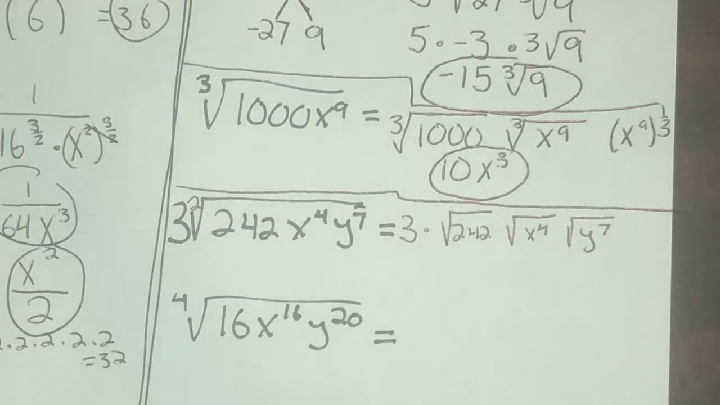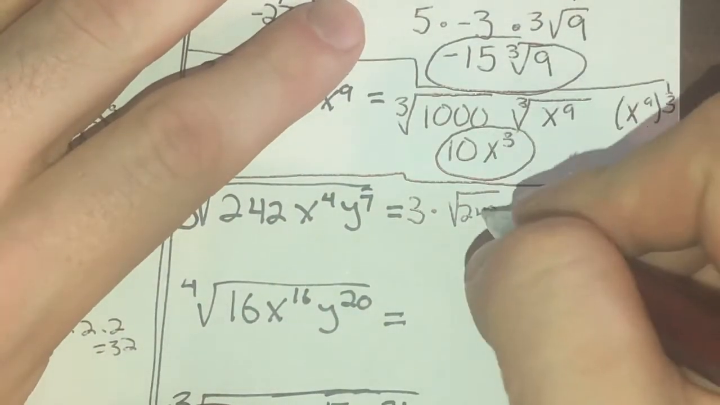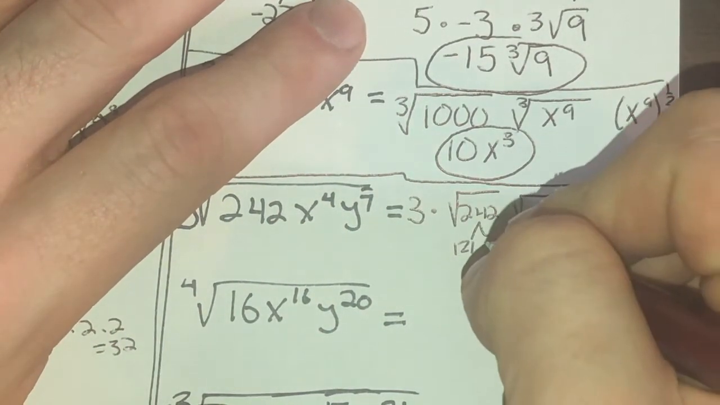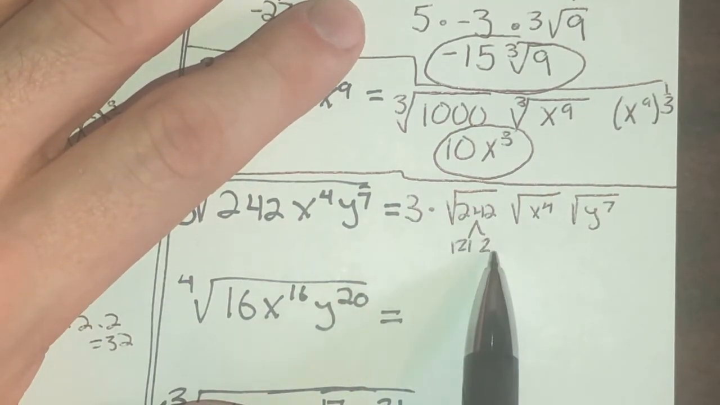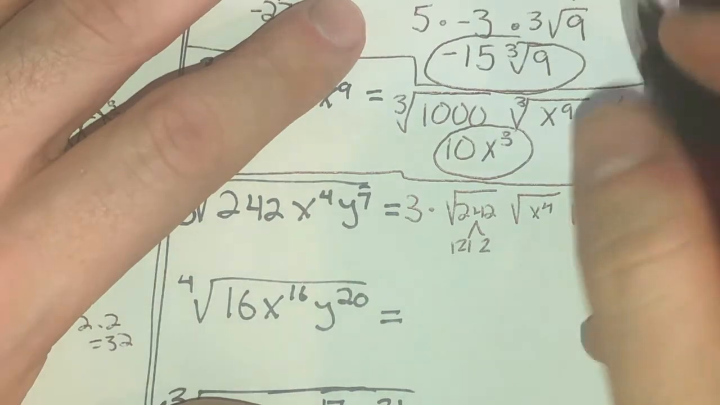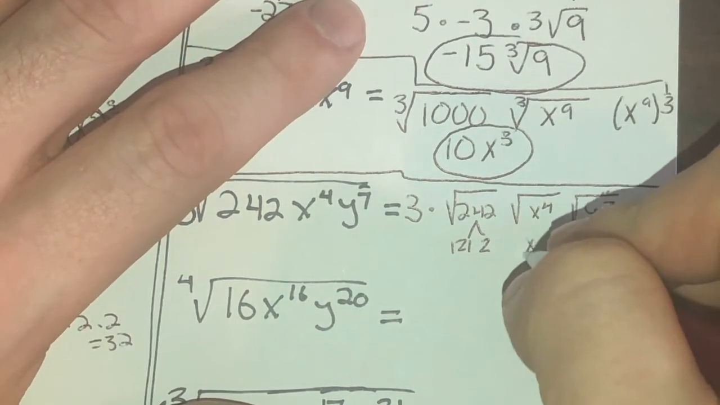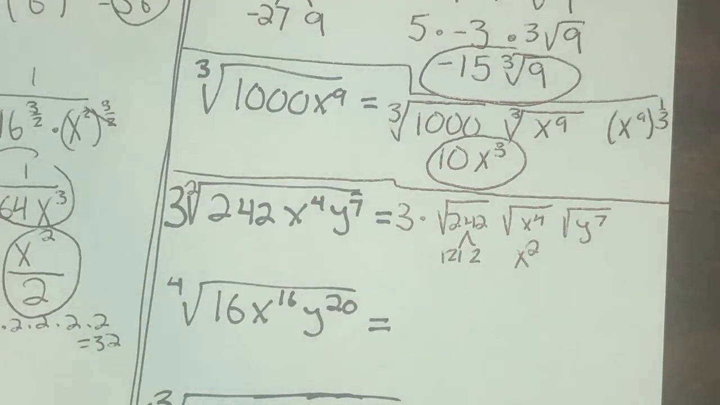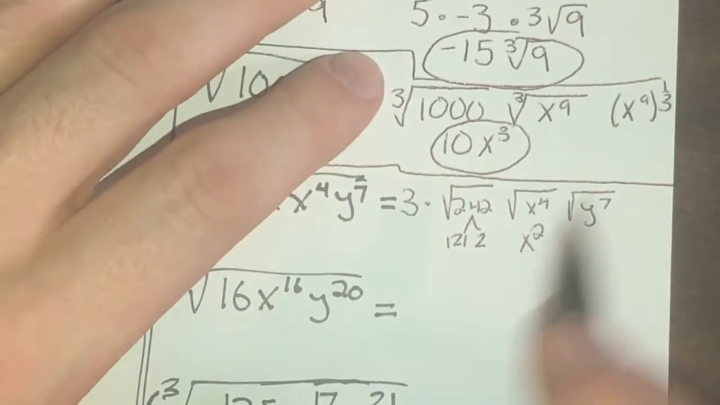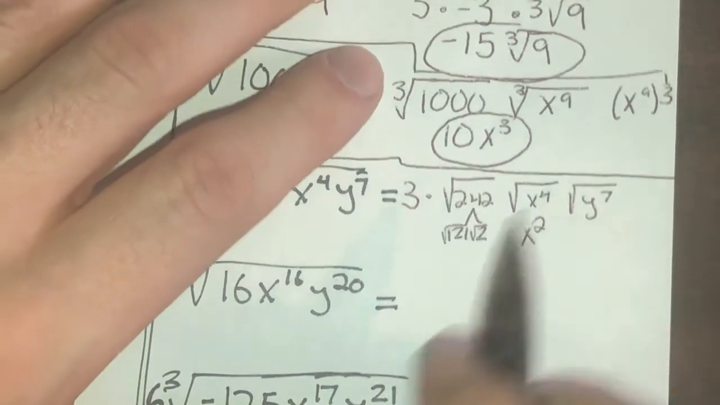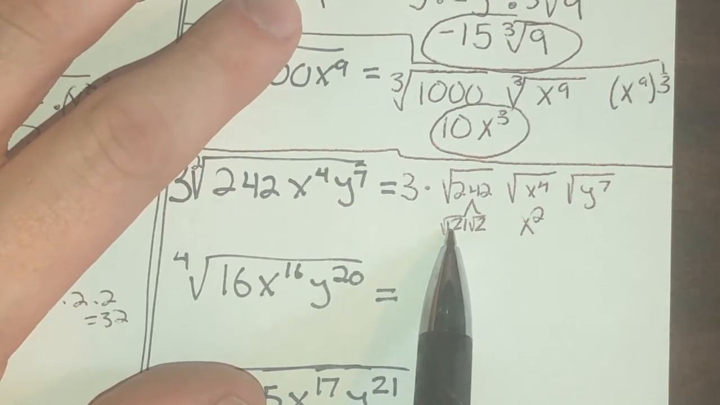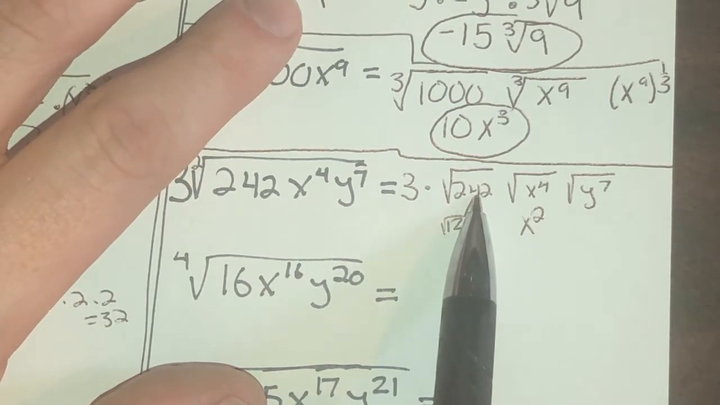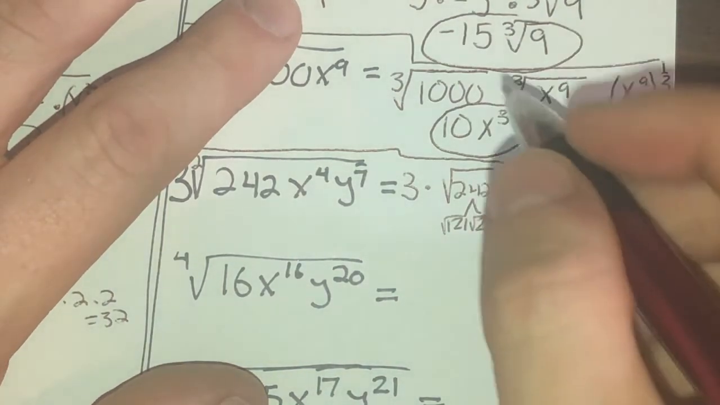242, is it a perfect square? No, but 242 happens to be 121 times 2. Here's what you know. When you're doing 121, think about it. 1 times 1 is 1, 11 times 11. X to the 4th, we can square that. That's x squared. Y to the 7th, we have to leave it. We can't touch that, okay? So here's what happens. I drop these roots in because 121 times 2 is 242. So therefore, the square root of 121 times the square root of 2 has to be the square root of 242. So here I go.